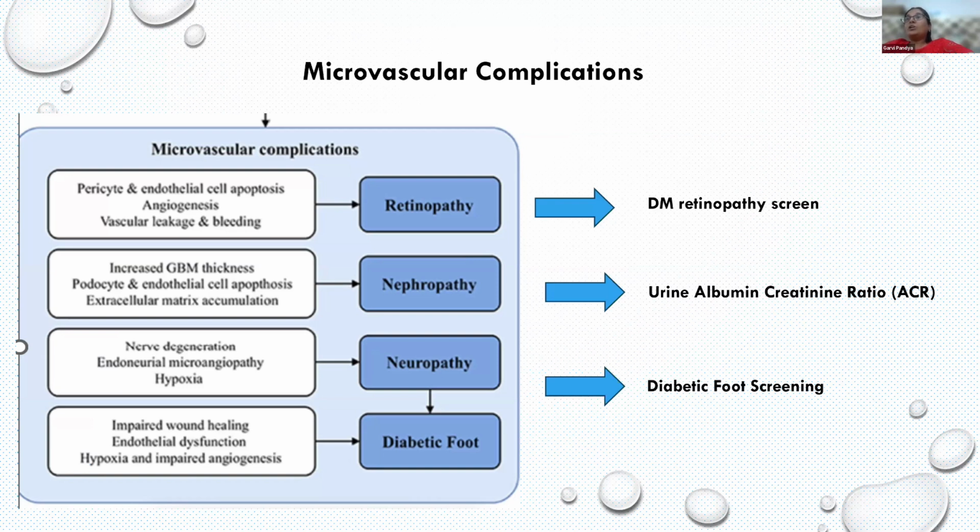So for diabetic retinopathy, we do the diabetic retinopathy screen. For the kidney, the urine albumin creatinine ratio, as well as creatinine in the renal panel. And for the neuropathy and the diabetic foot, we usually do the diabetic foot screening.